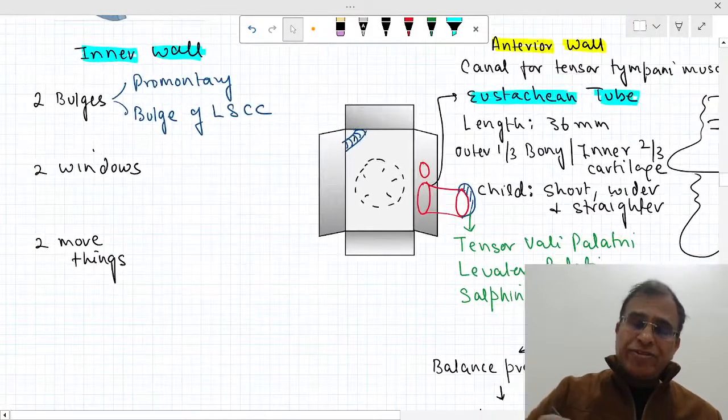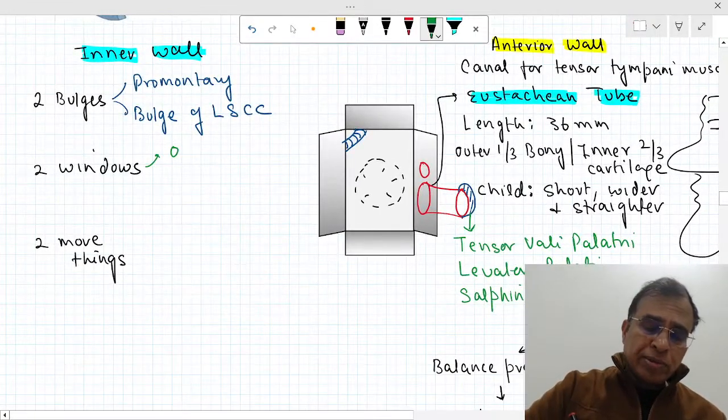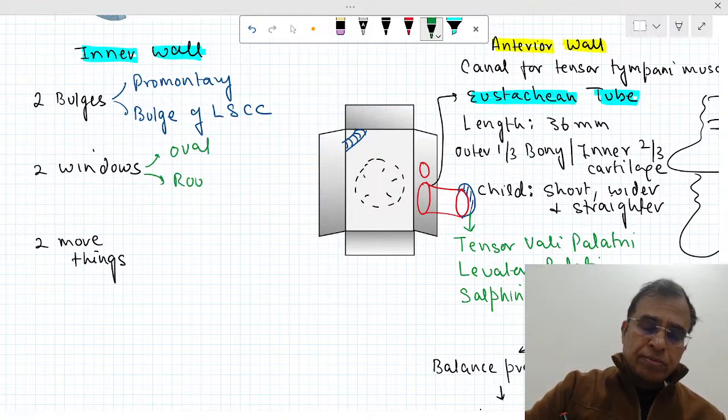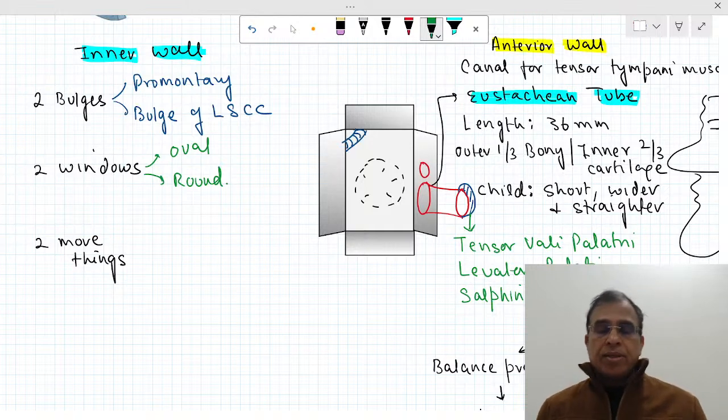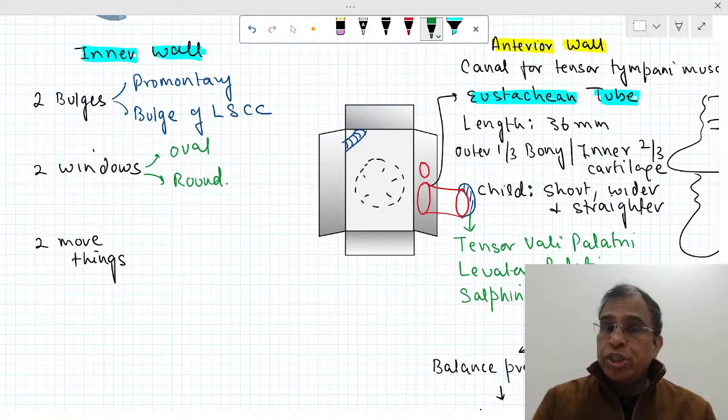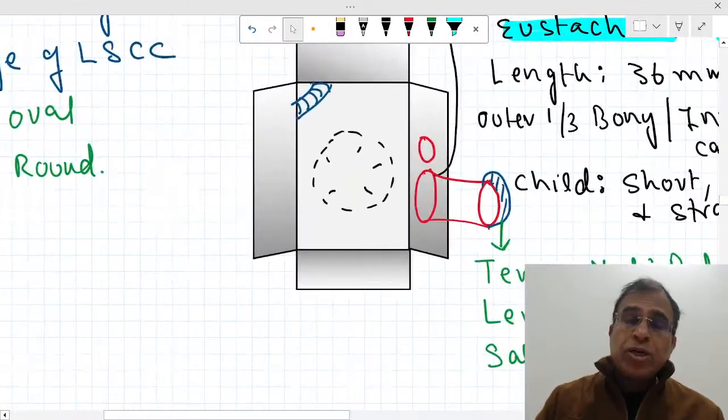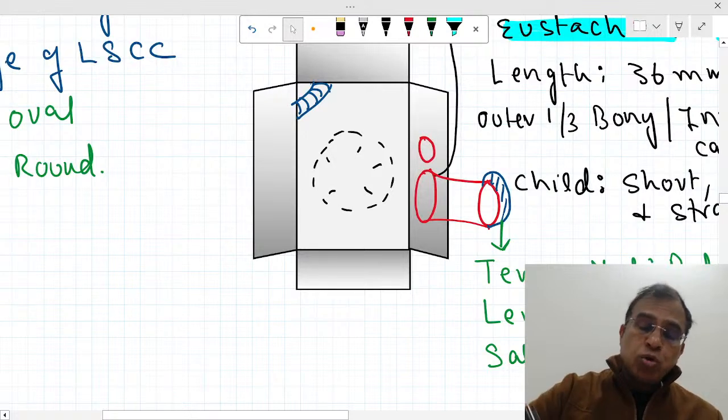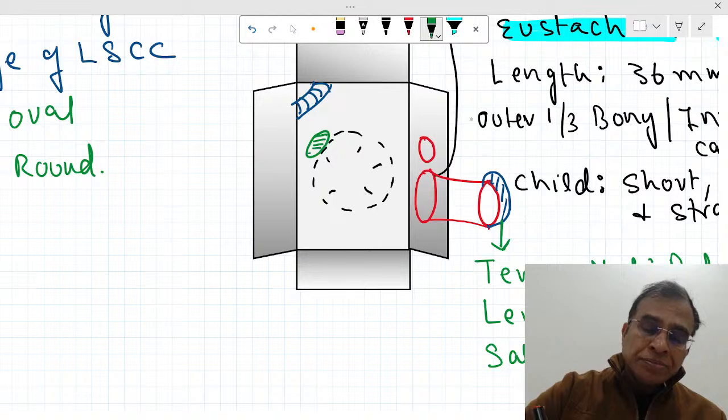Then there are 2 windows. Everybody knows there is an oval window and there is a round window. And the name of the window comes because of the shape of the window. One is oval shape, one is round shape, oval window, round window, obviously. But where should I draw these windows? See, the oval window is here. So this is how I draw the oval shaped window.